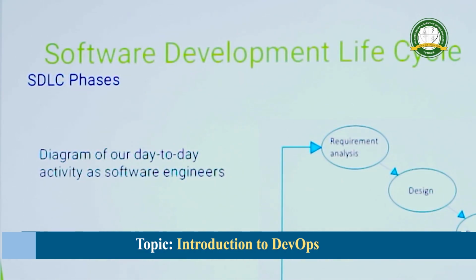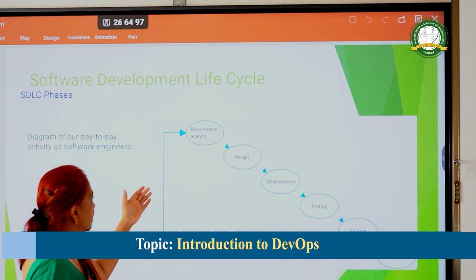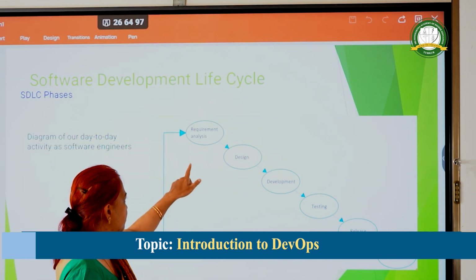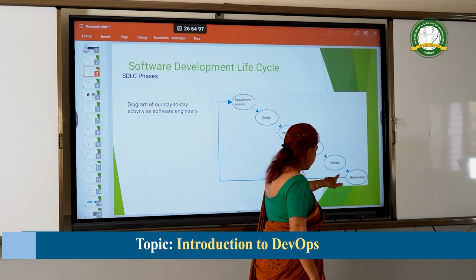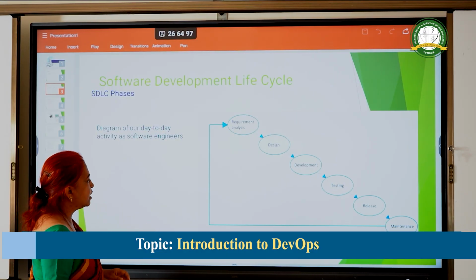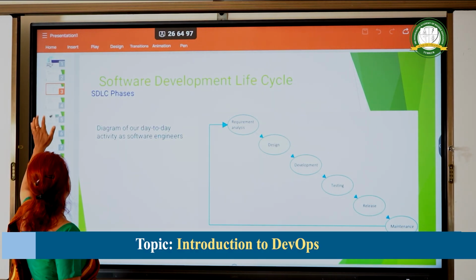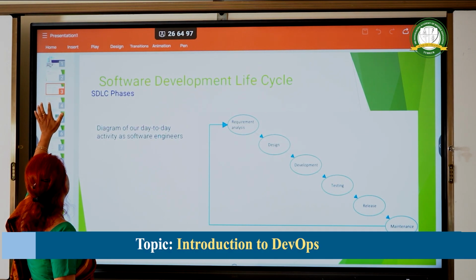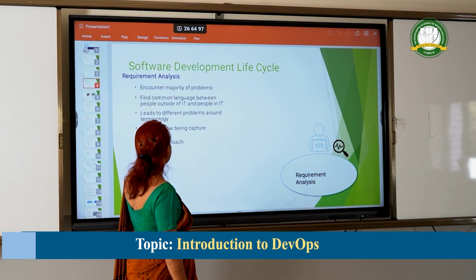So first is the software development life cycle. In the software development life cycle, there are requirement analysis, design, development, testing, release, and maintenance. We will be discussing one after the other all the steps in the software development life cycle. First and foremost, the requirement analysis.